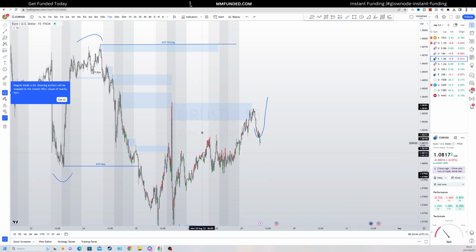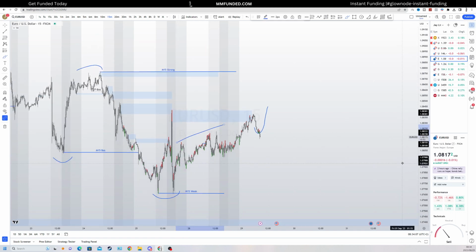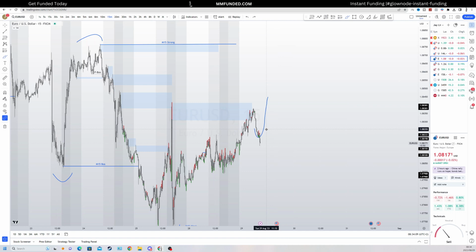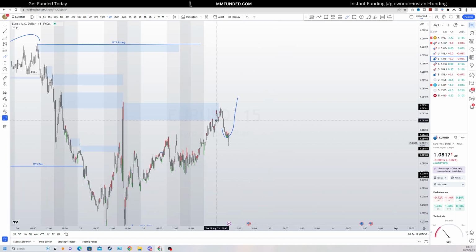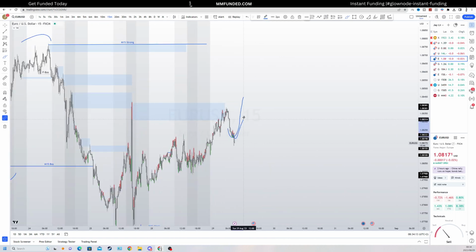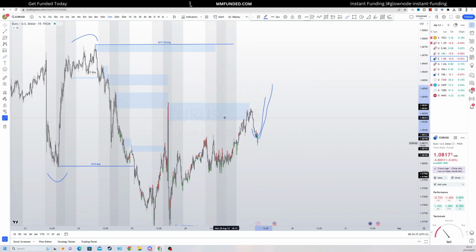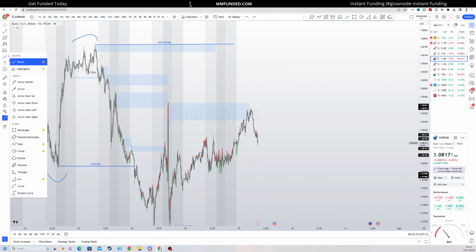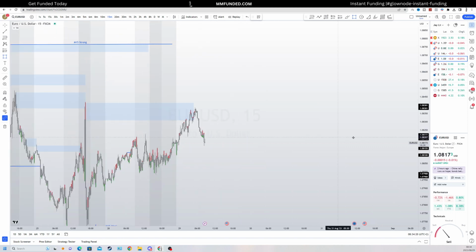So yes, the supply zone had the valid liquidity. It is unmitigated. It created the inefficient push, but it did not create a break of structure. So therefore, there's a good chance that the supply zone can be swept going into session later today. But again, we'll react to what price does for us later on.